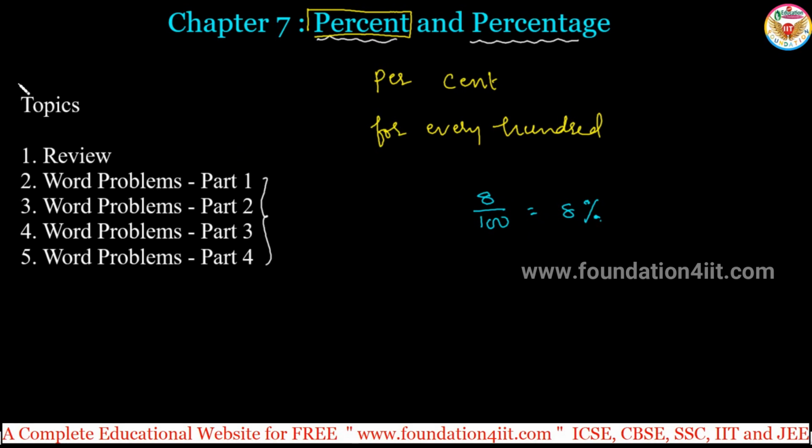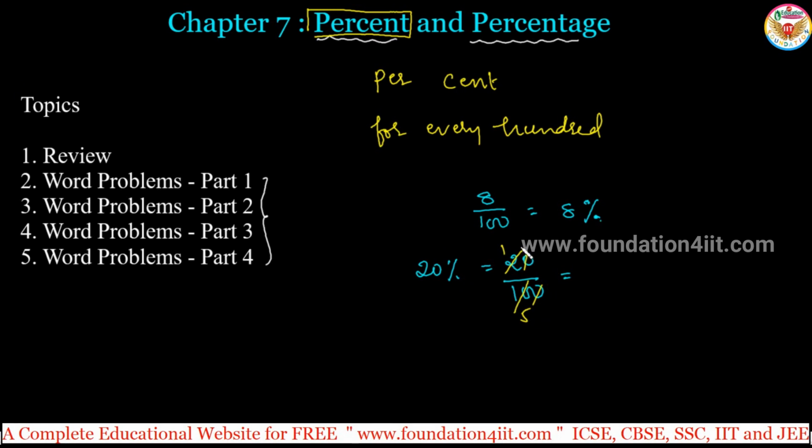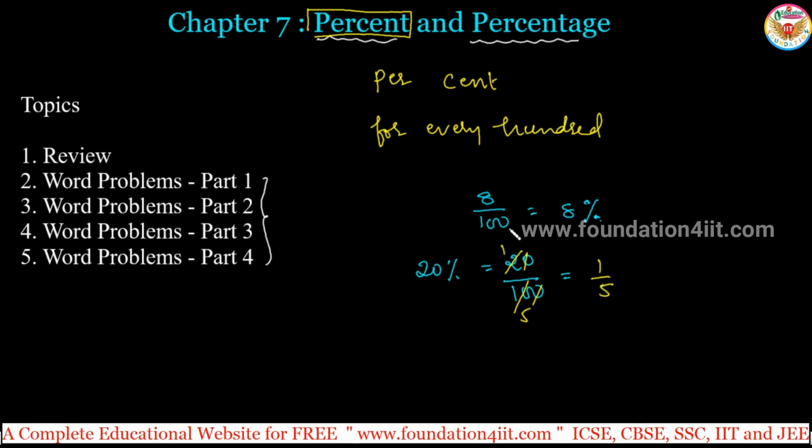Like if the question is 20%, that means 20 for 100, which you can write as 20 by 100. We can simplify this. So 20% is nothing but 20 by 100, the zeros cancel, 2 ones are 2, 2 fives are 10, so 1 by 5. So 1 by 5 is exactly equal to 20 percent. So we are converting fraction to percentage and percentage to fraction.